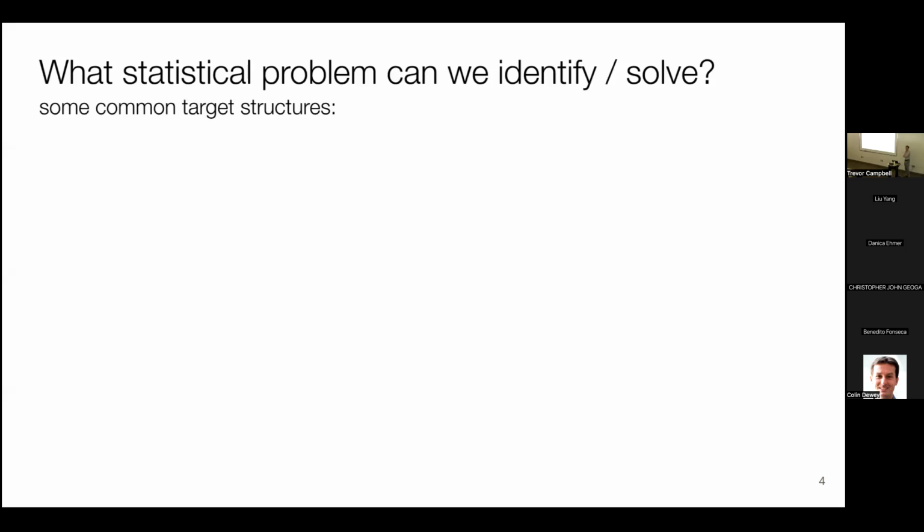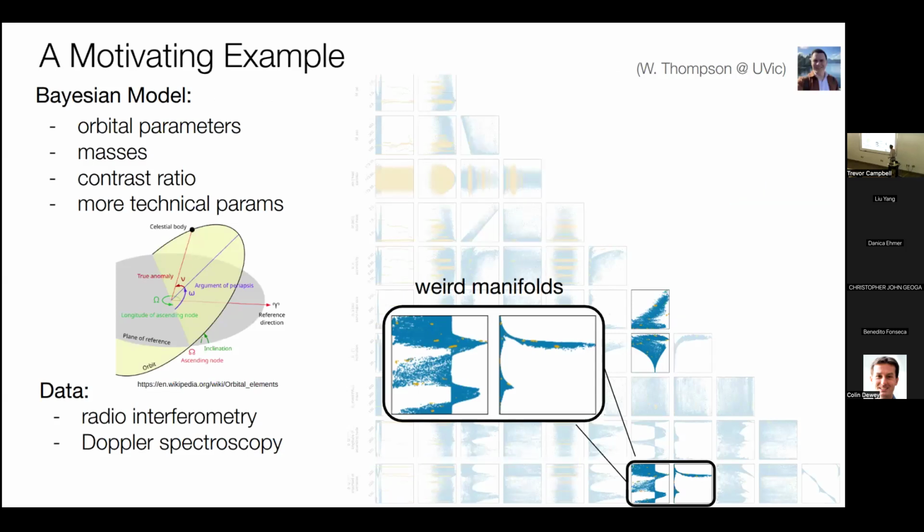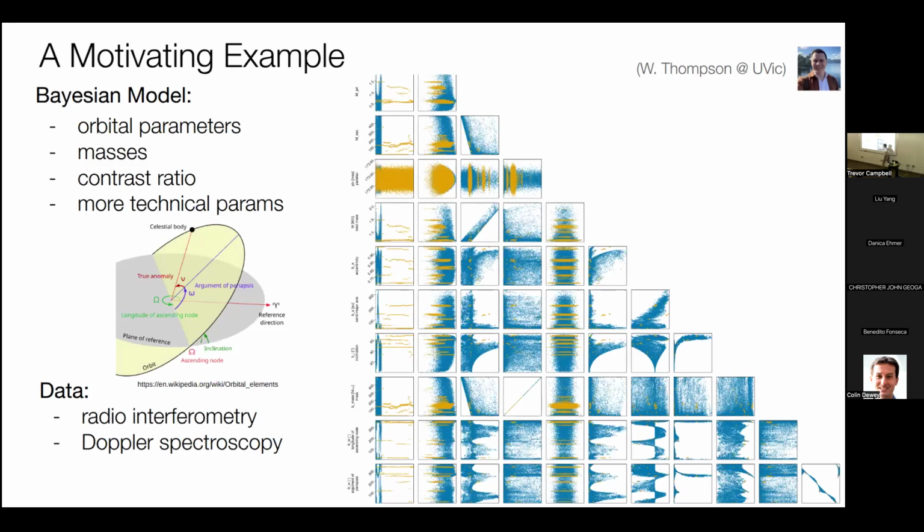Yes, the previous slide. Can you explain what the X and Y axes are? The X and Y axes. Each panel here is a different variable in the model. There's, I guess, 13 or so different variables. I'm not showing you all of them here. On the y-axis is another variable, and we're looking at the bivariate marginals for each pair of variables. So for one pair of variables, if I just look at the marginal for those two, it has this weird funnel structure, for example.